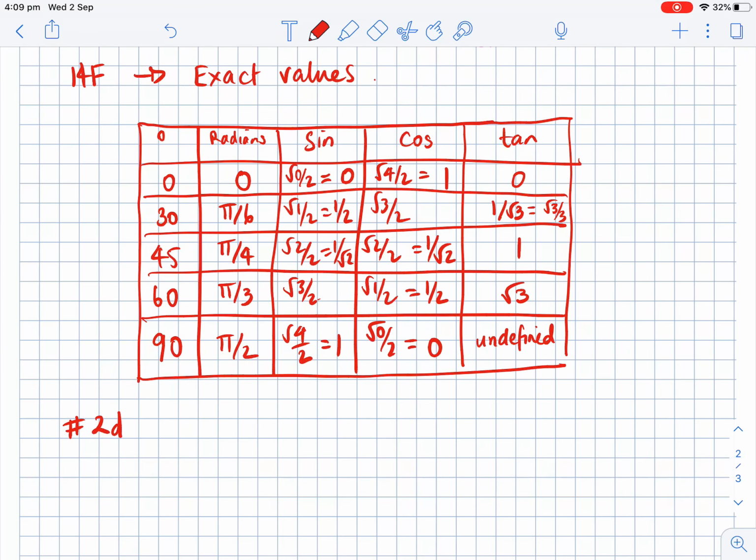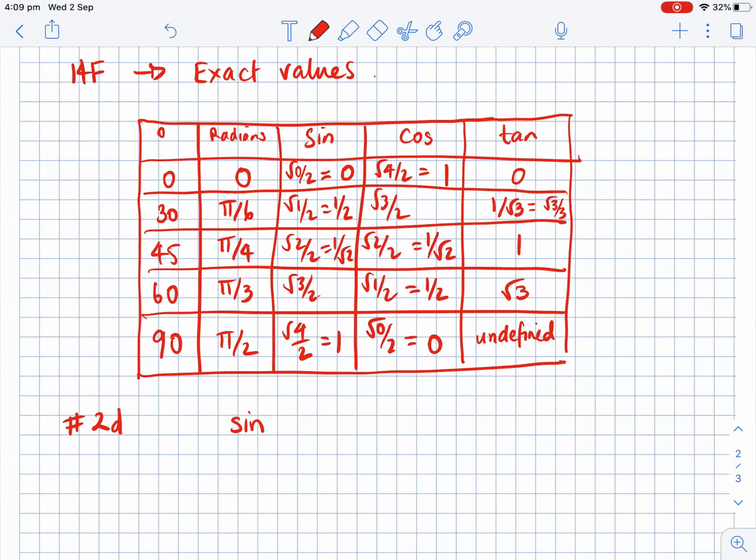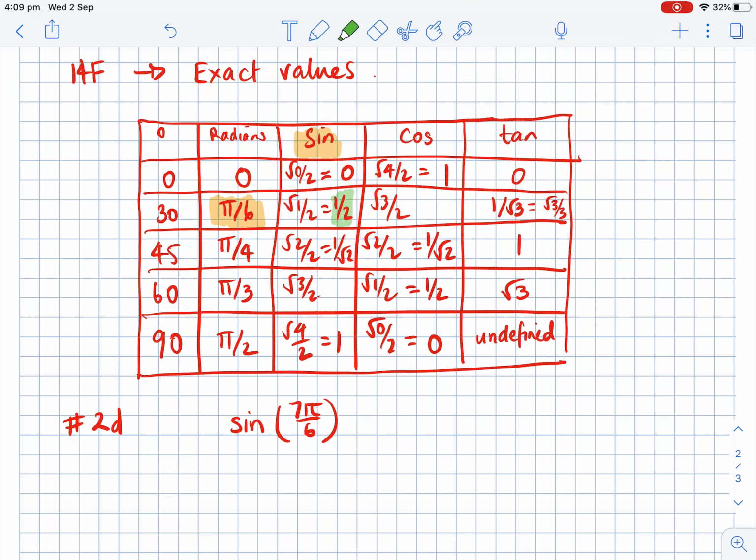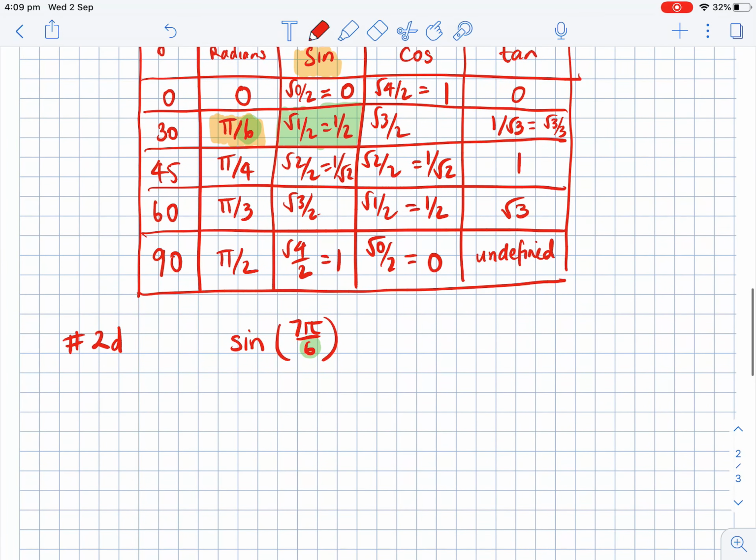Let's do 2D. 2D asks me to find sine of 7 pi on 6. So we have pi on 6s and we have sines. So using my exact values table, it's going to have something to do with this. Always, because my denominator's 6, my denominator's 6. They link, not coincidence. So let's work out where is 7 pi on 6.